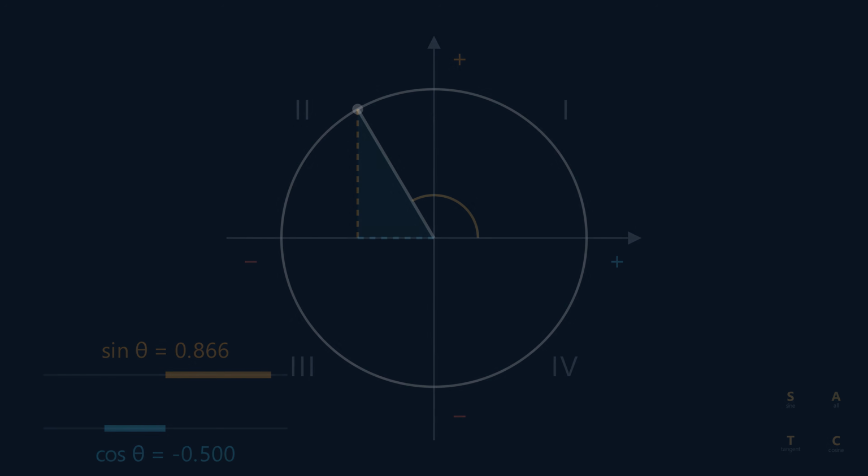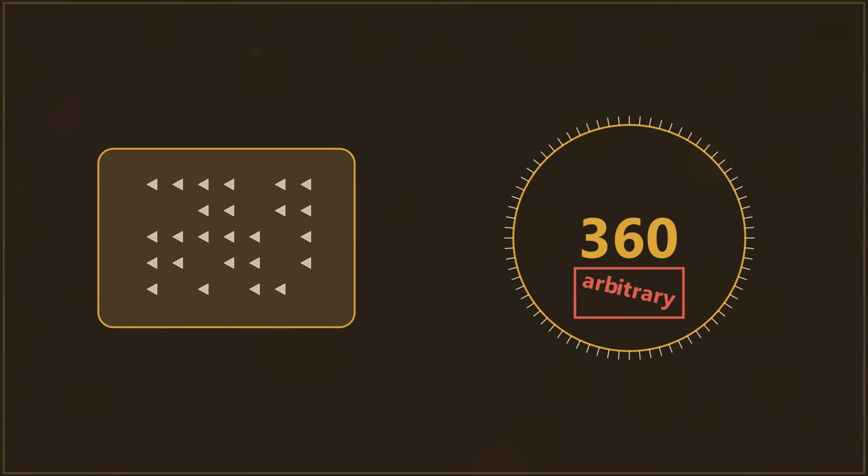Now we need to talk about how we measure angles at all. Degrees are arbitrary, 360 of them in a circle, because Babylonian astronomers 4,000 years ago liked the number 60, and there are roughly 360 days in a year. It is a historical convention, not a mathematical truth.